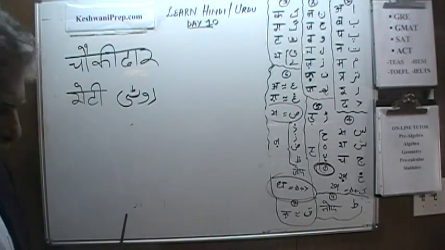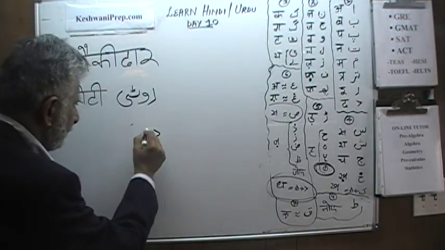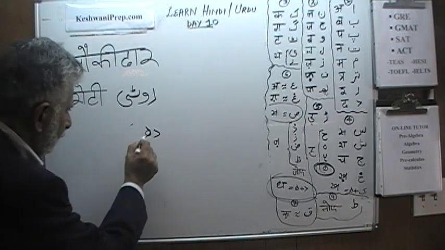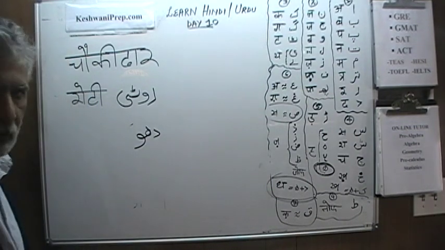Here's another one involving the do chashmi hay that we talked about before. And now it's going to continue with the vowel, so it becomes dho. Dho.